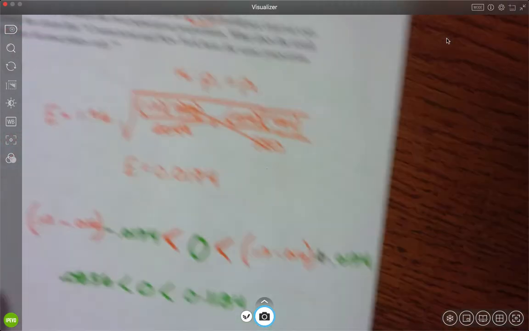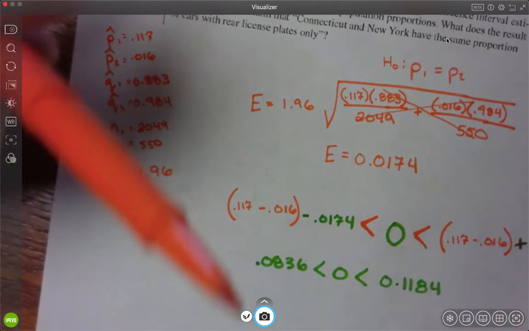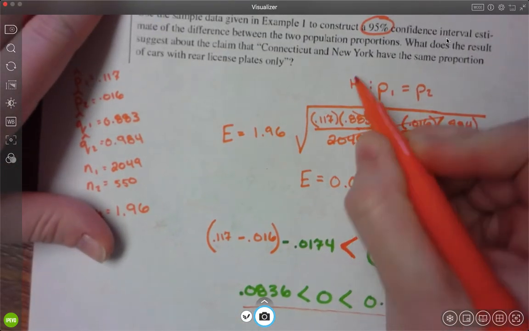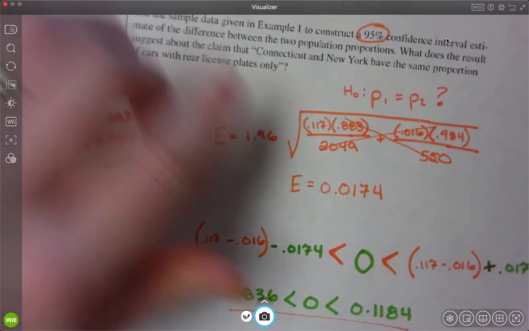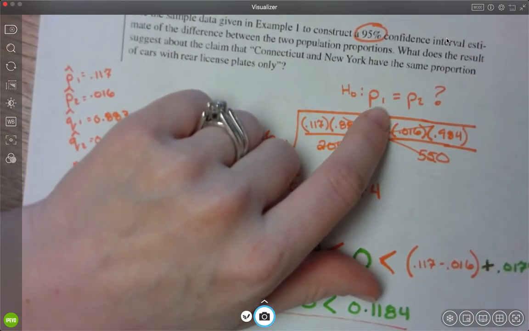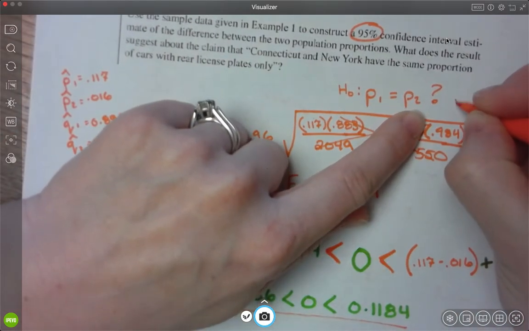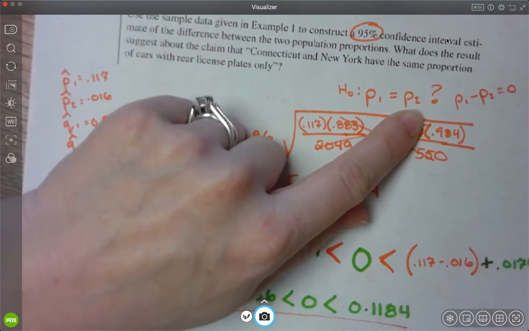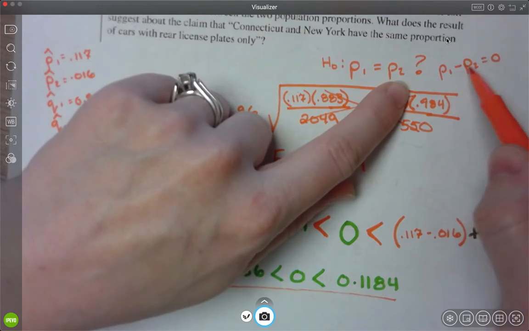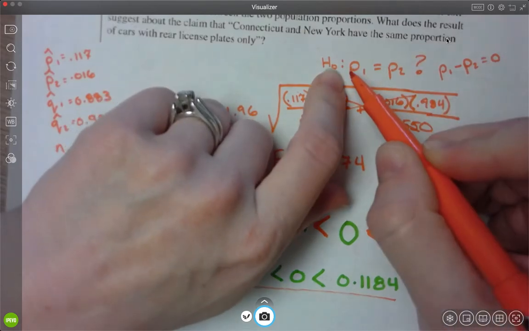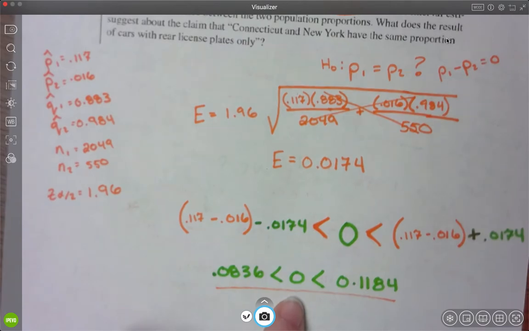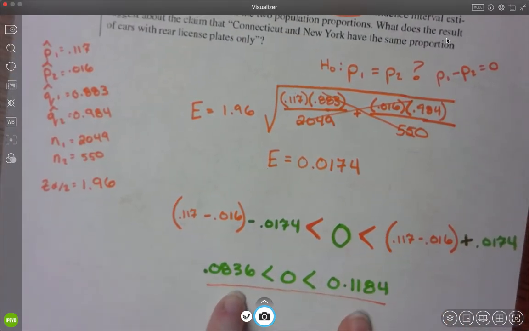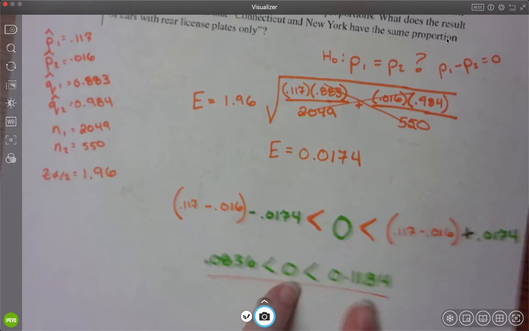Now we just need to come up with a conclusion. And this confidence interval will tell me what to do with this guy. Am I going to accept or reject him? If P1 equals P2, then that means that P1 minus P2 equals 0, basically, is what we're saying here. And so we will say that this is good, or we will fail to reject this if 0 lives in between our two numbers that we got. So we ask ourselves, does 0 live in between 0.08 and 0.11.